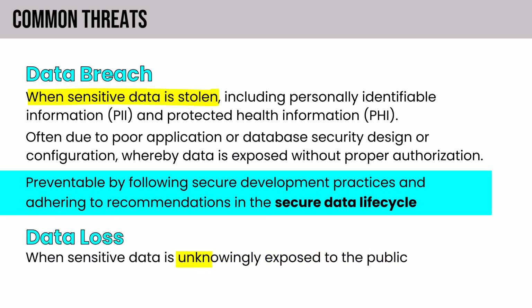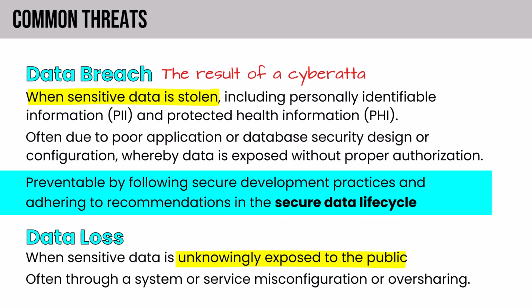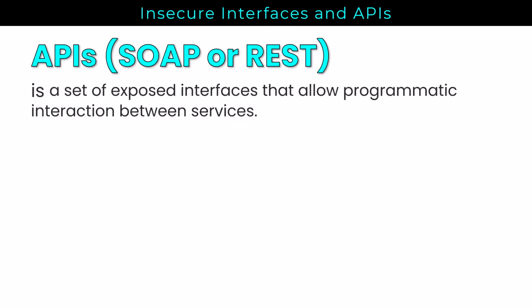And then there's data loss, when sensitive data is unknowingly exposed to the public. This is often through a system or service misconfiguration or oversharing. We'd see this commonly in the early days of cloud with Amazon S3 storage buckets that were not secured by default, exposing data unexpectedly. But a data breach is typically the result of a cyber attack. Data loss is sometimes called a data leak. It's unintentional.